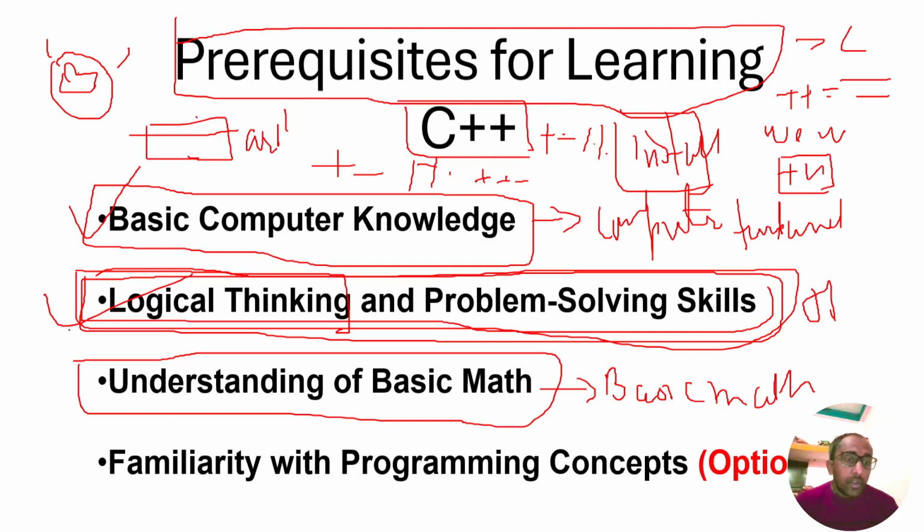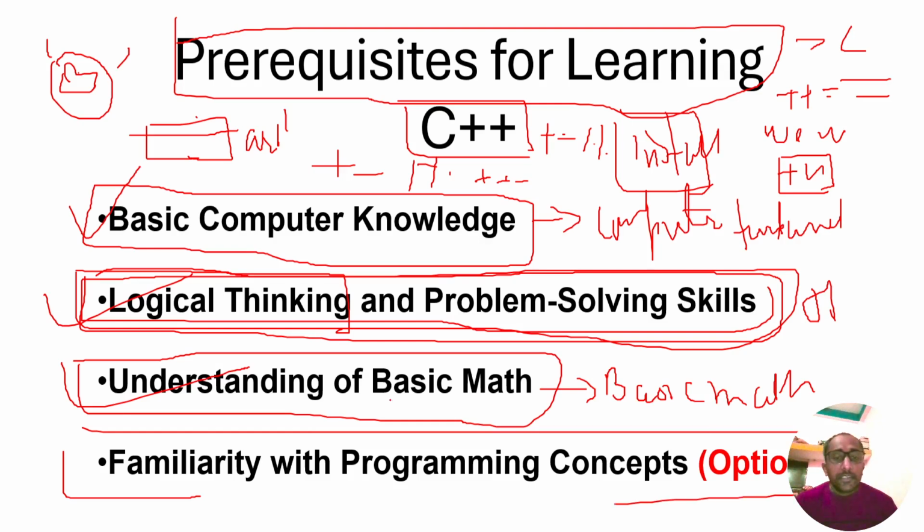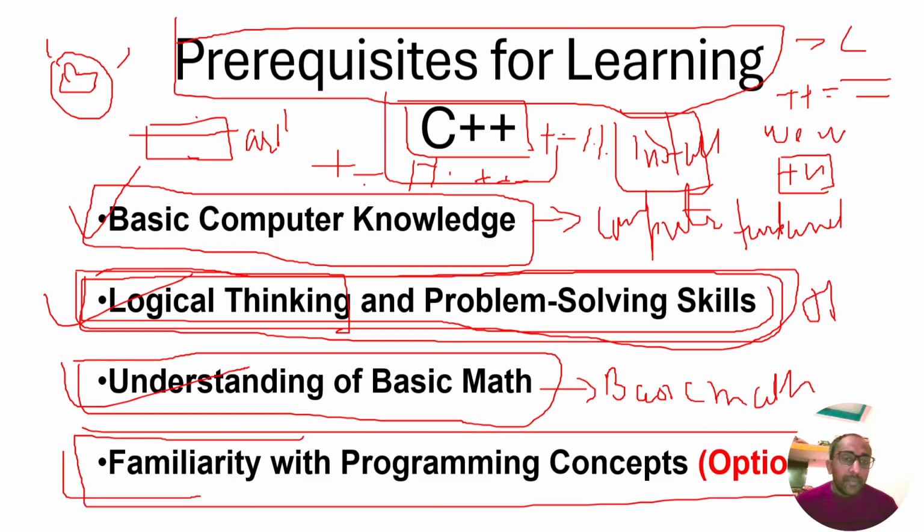So now the third one is finished, and the fourth one is familiarity with programming concepts. It is optional, because we are just going to learn C++ programming. If you have already learned the C language, then it is very familiar or similar to the C language, because C++ is a superset of the C programming language.